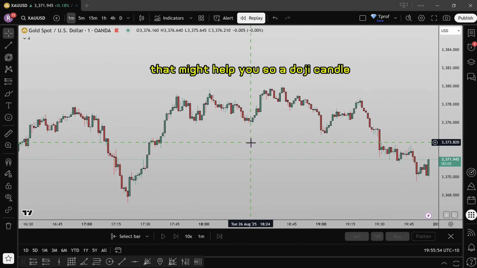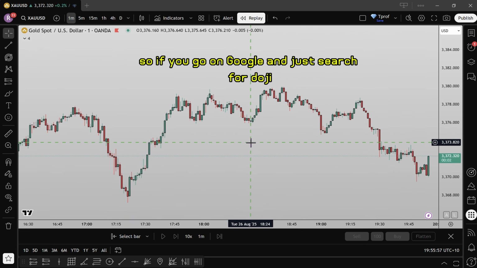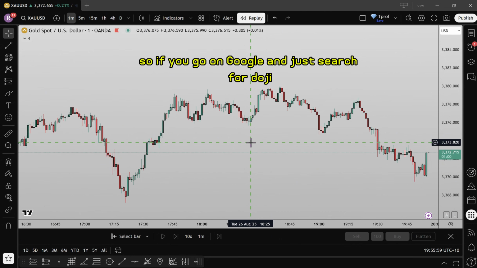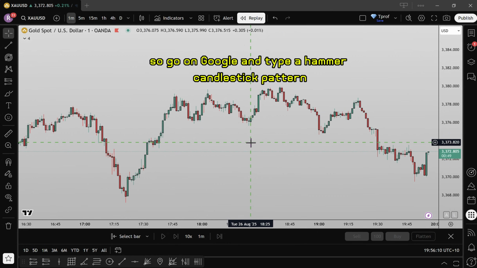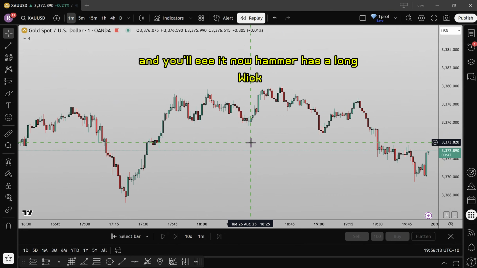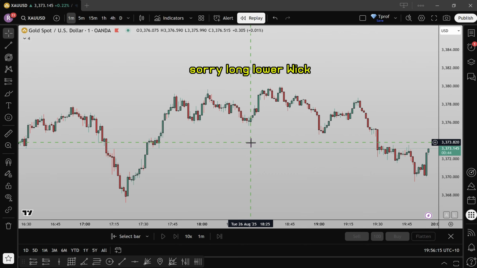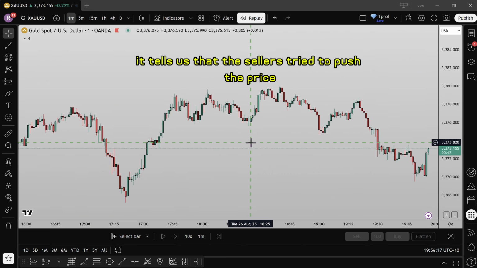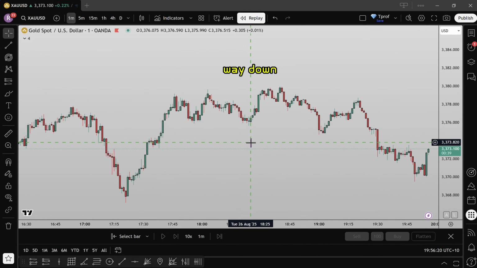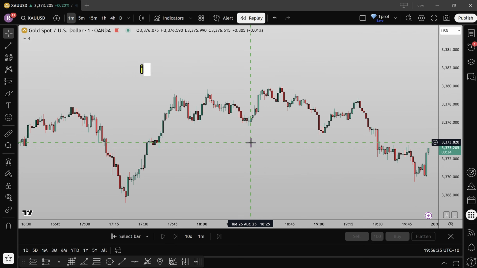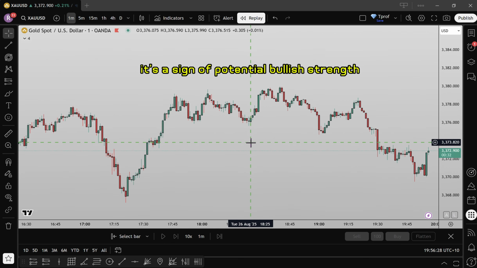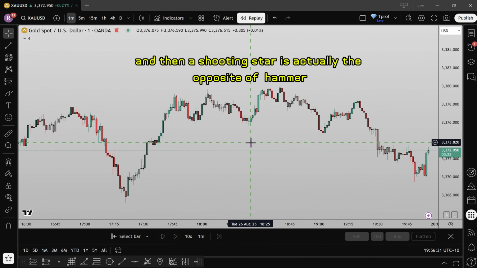That might help you. So a Doji candle. If you go on Google and just search for Doji, Doji has a very small body and it represents the indecision in the market. And Hammer is a very famous one. So go on Google and type Hammer candlestick pattern and you'll see it. Hammer has a long low wick. So it tells us that the sellers tried to push the price way down, but the buyers stepped back in and took control before the session ended. It's a sign of potential bullish strength. And then a shooting star is actually the opposite.